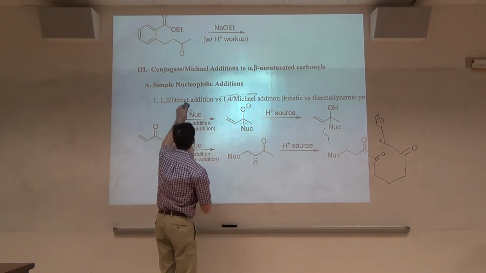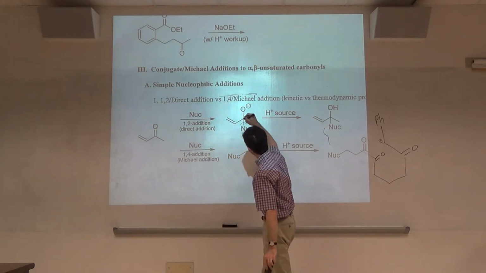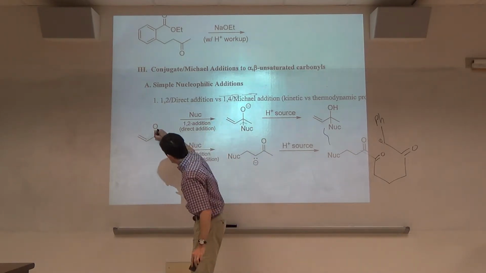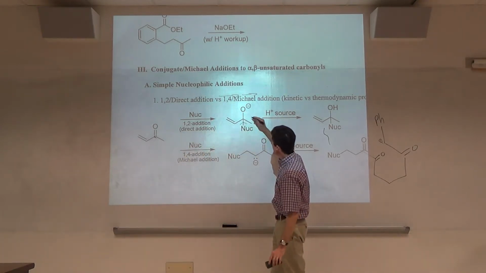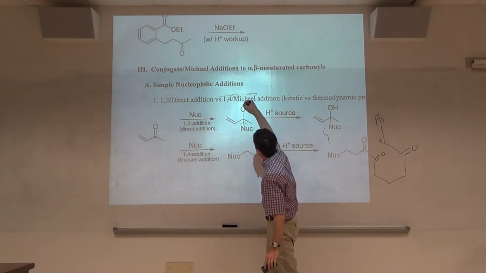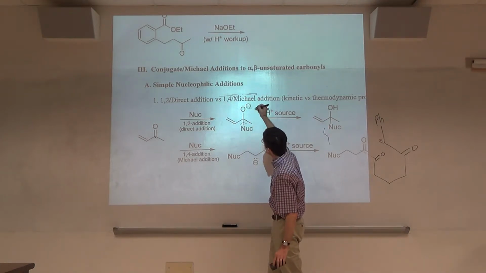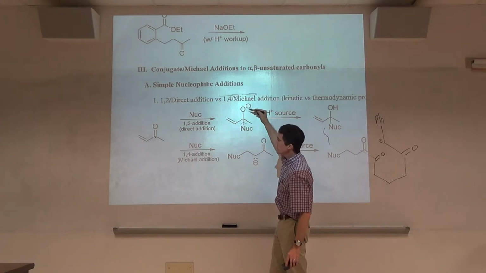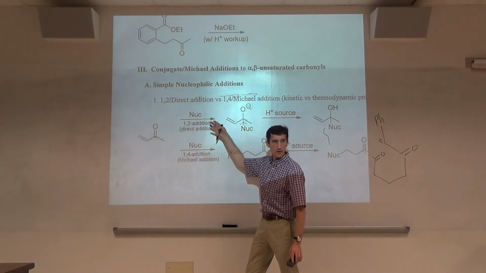Because if the nucleophile adds, I could do it on either one. If the nucleophile adds here, where does the charge end up? The charge ends up right here. So if that's 1, what's the next number? 2. So it's a 1,2. We'll see what 1,4 means and we'll have a better understanding.